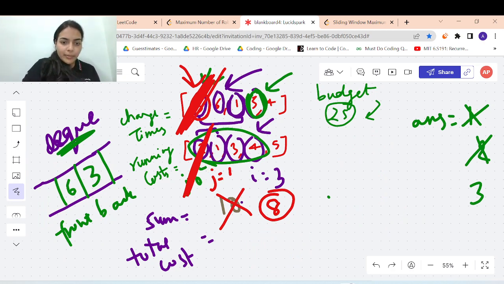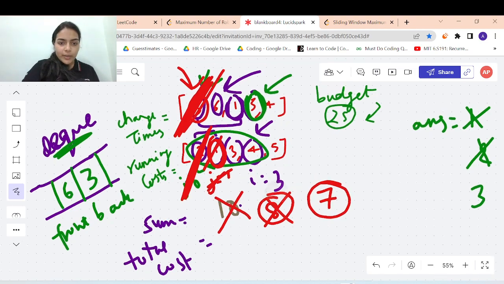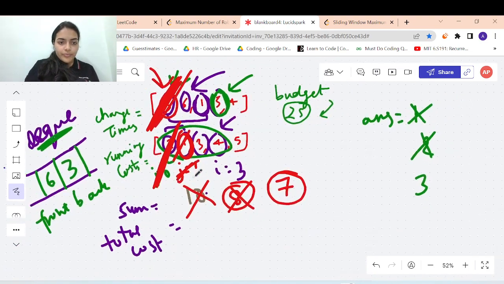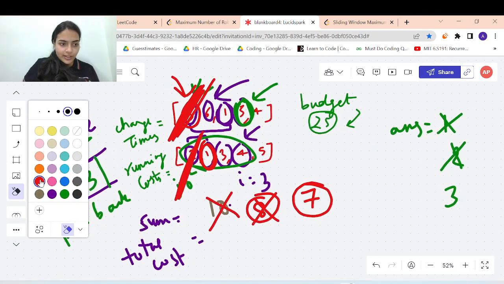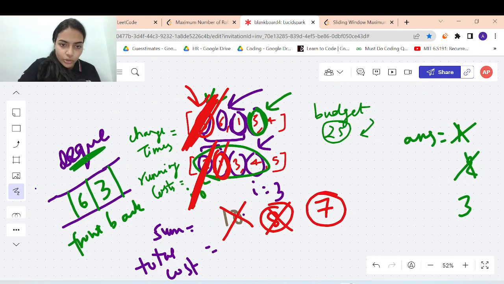By removing this element, you are changing the sum. What is the element? 1. So remove 1. 8 minus 1 is equal to 7. Move your j pointer. Where will j go? Okay, j will become equal to 2. Let me write it here. I know it has become very small and maybe very messy. So let's move j here. j will become equal to 2.